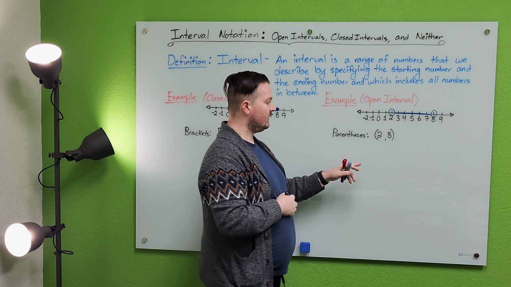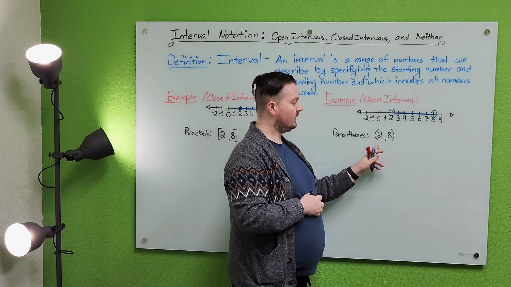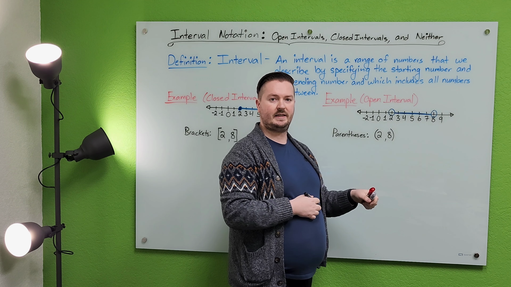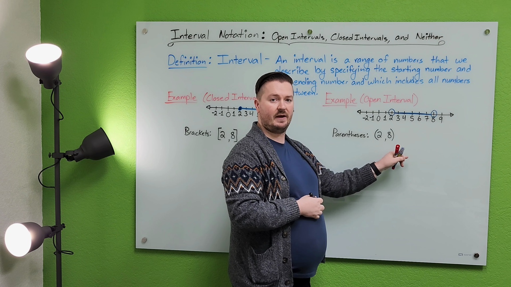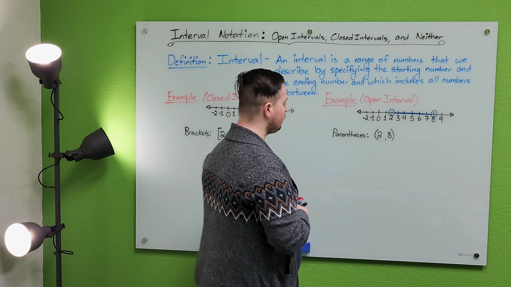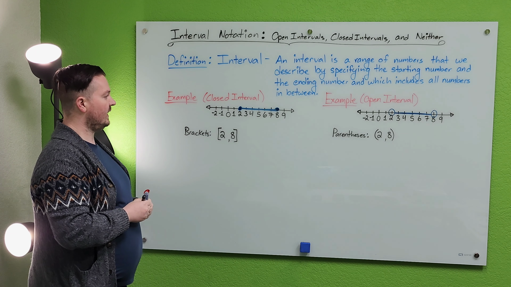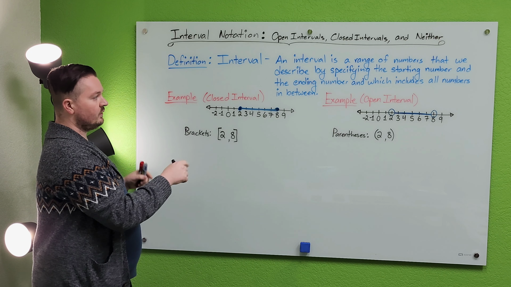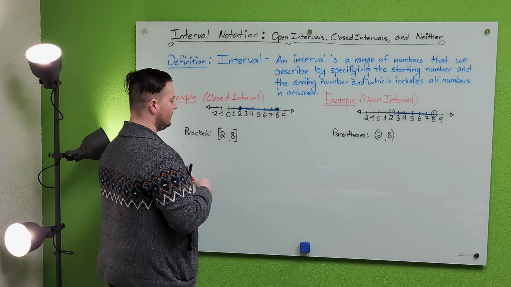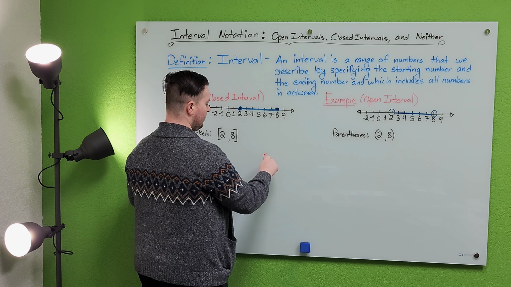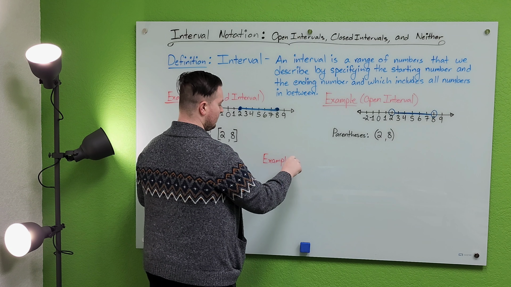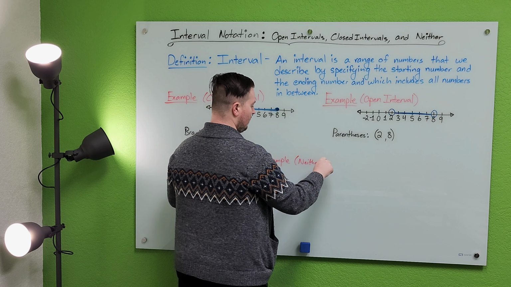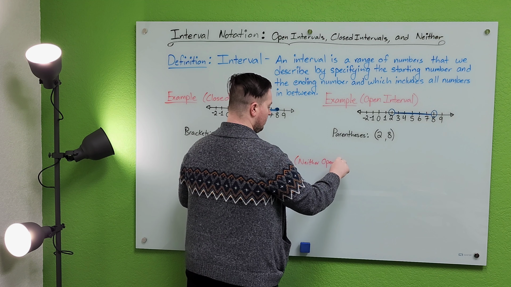Whereas in an open interval, we're starting at the number 2, we're ending at the number 8, but we're not actually including 2 or 8 in the group. But we do include everything between 2 and 8 in the group. So these are the two most common types of intervals you'll be working with in many math classes, but these are not the only two options. There is a third option, which would be an example of what is neither open nor closed.